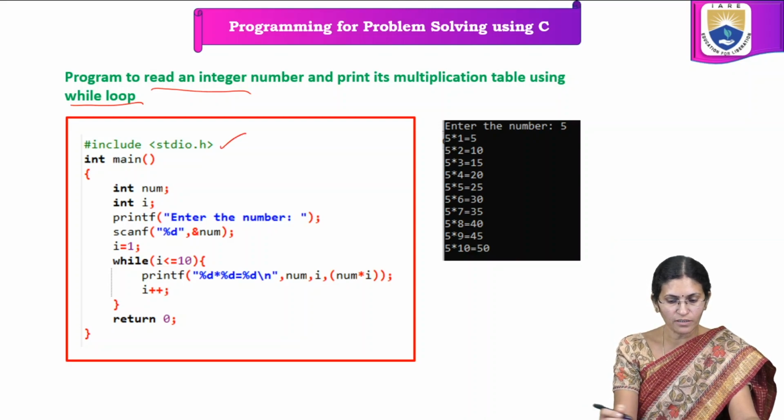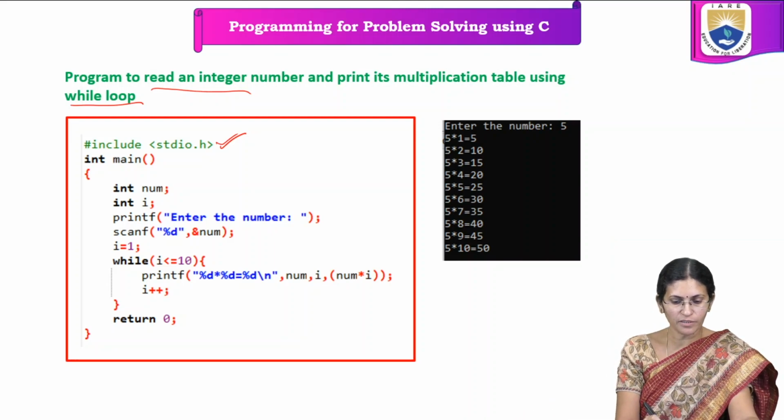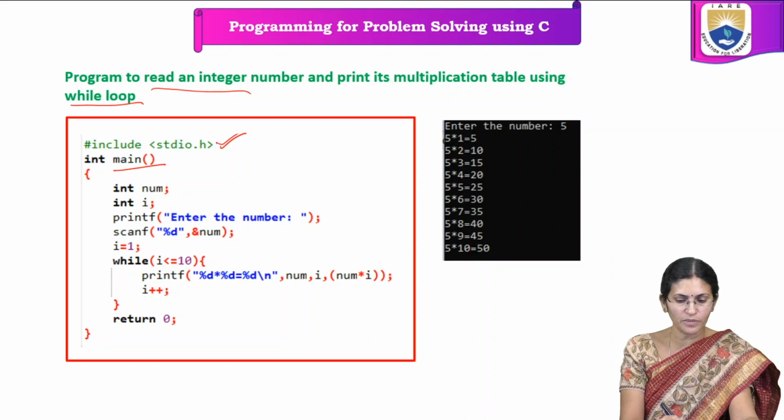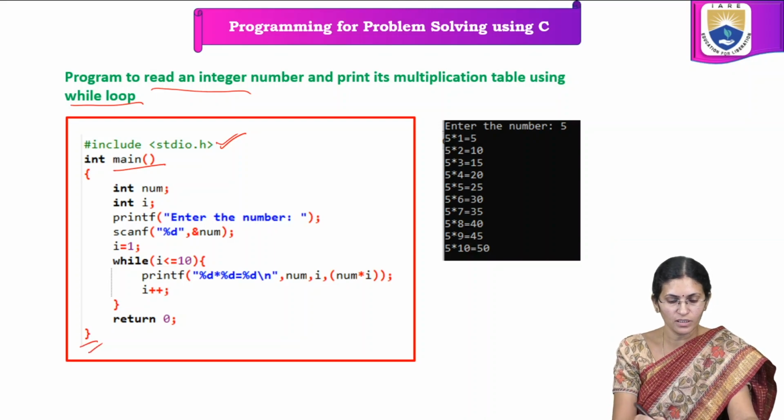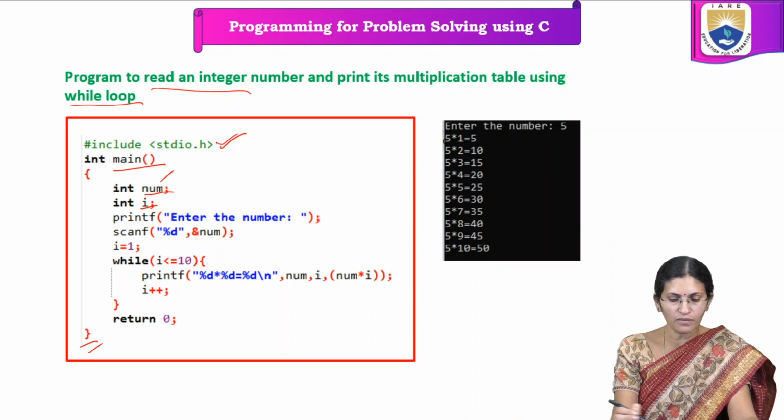So for any C program, we need to include this header file, stdio.h. Whatever statements are executed, these statements start from the main function. So inside this main function, we need to write the statements or program. Here we have declared two variables, num and I.